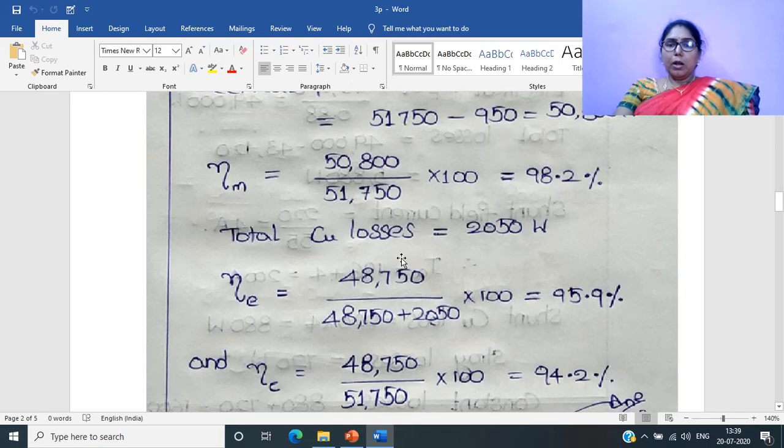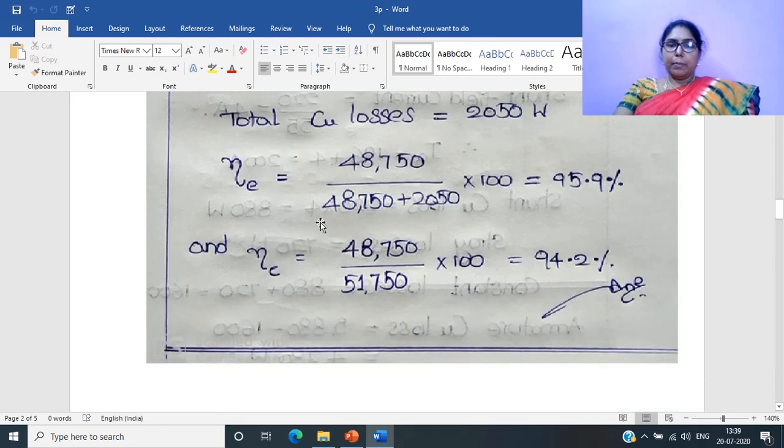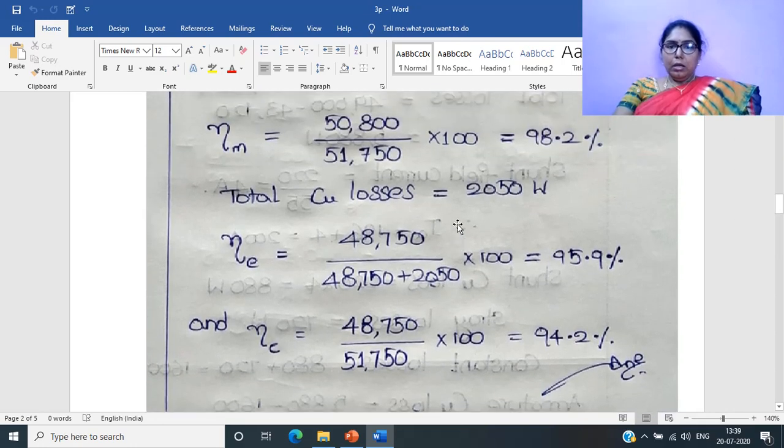Now the total copper losses, known to you, is 2050 watts. So electrical efficiency is given by load output, the total output, divided by output plus copper losses. So 48,750 is the total output of the generator, and output plus losses. These copper losses we are adding because we are calculating electrical efficiency. This will give you 95.9%.